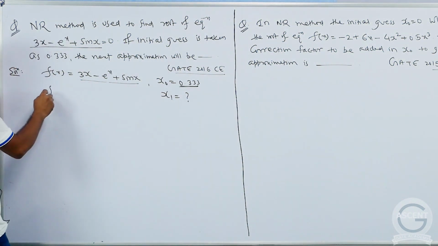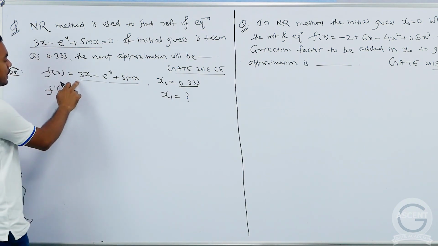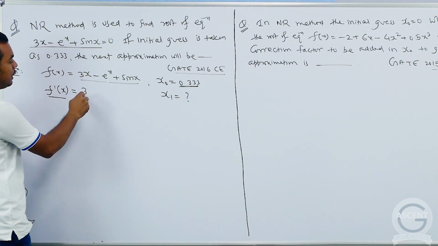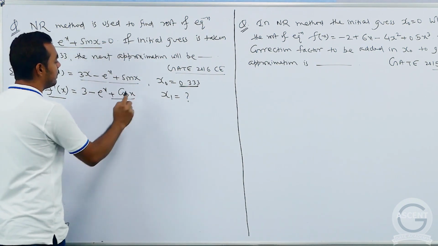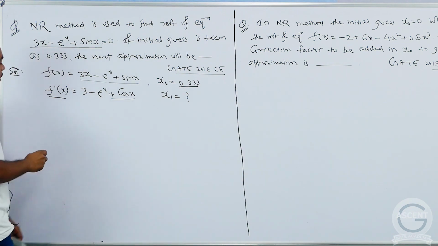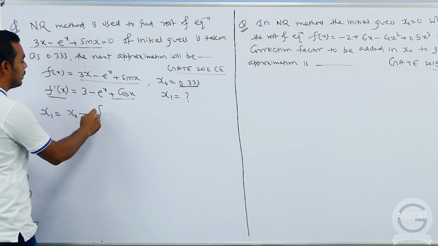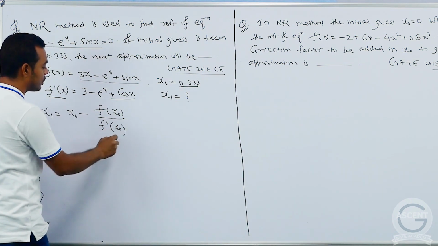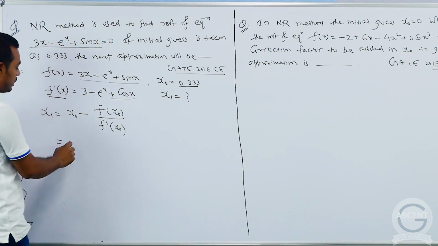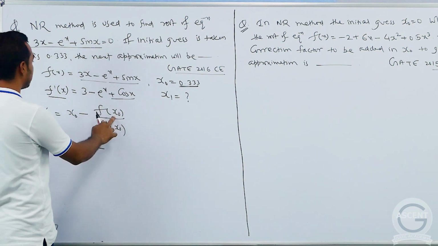Now we know that in the formula for x1 we'll need the expression for f dash x. So if this is f(x), f dash x will be 3 minus e to the power x, and derivative of sin x will be cos x. So this is f dash x. Now x1 will be x0 minus f of x0, divided by f dash x0. The value of x0 that is given to us is 0.333 minus f of x0.